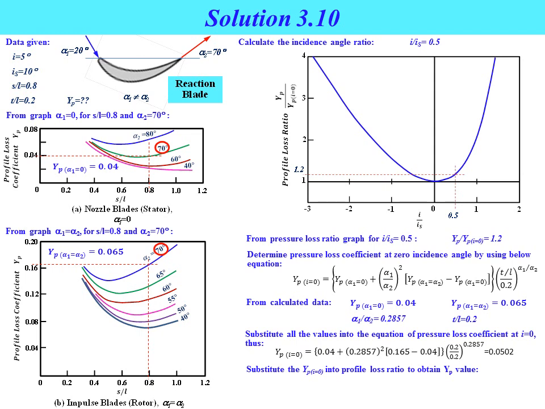Substitute the value of YPI equal to 0 into the profile loss ratio to obtain the YP value. From the graph of the profile loss ratio for the reaction blade, we already got the value where YP divided by YPI equal to 0 equal to 1.2. Substitute the value of YPI equal to 0 equal to 0.0502. So we will get the profile loss coefficient YP equal to 1.2 multiplied by 0.0502 equal to 0.0602. This is the value of the profile loss coefficient for the reaction blade in the question, in example 3.10.